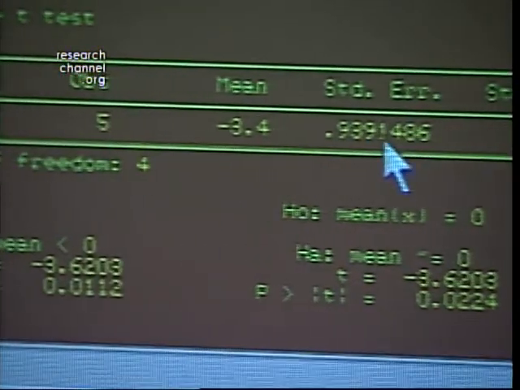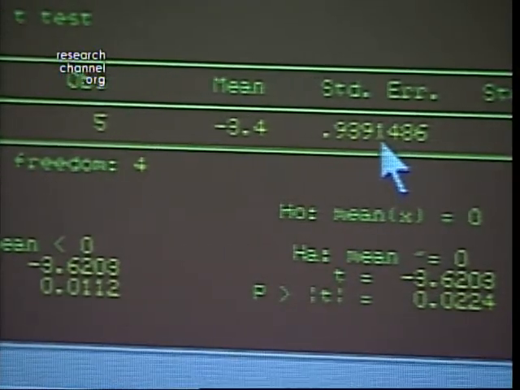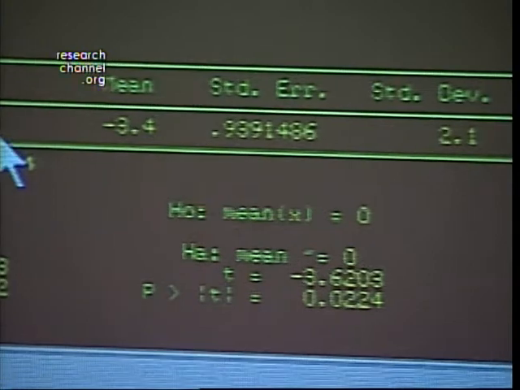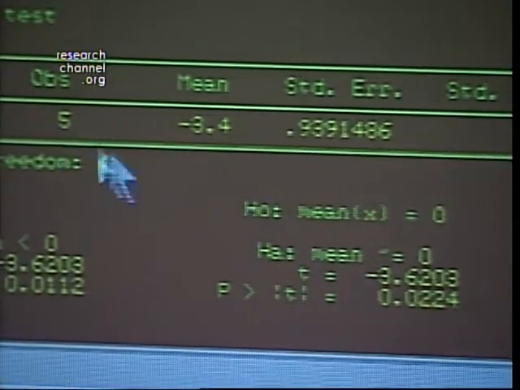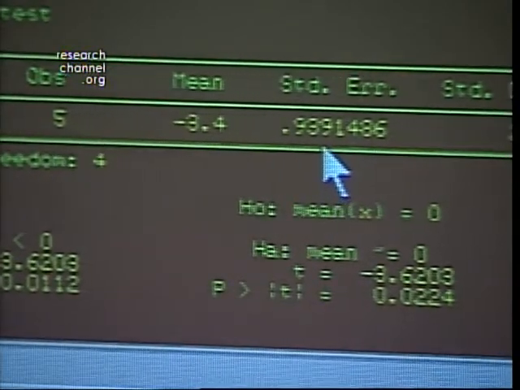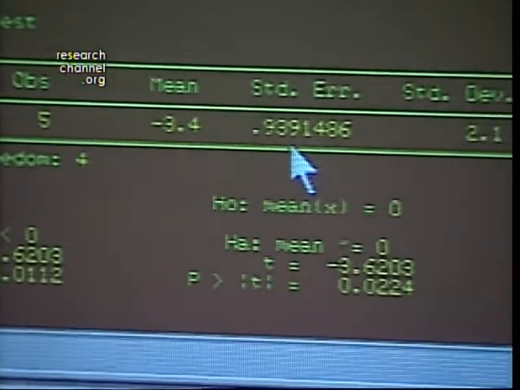So it's going to be determined by the sample size. We could have the same spread of 2.1 in a sample of 5 and a sample of 50, but the standard error is going to be quite different depending on whether the sample size is 5 or 50.